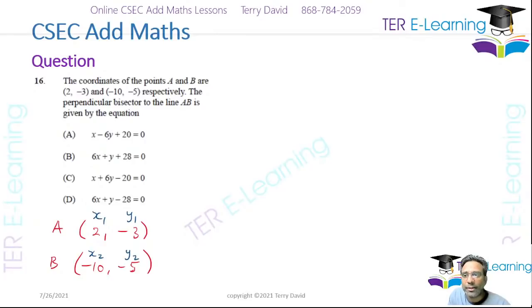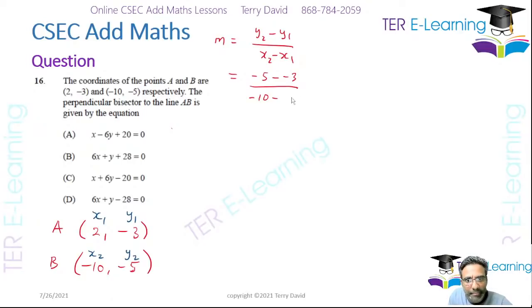So if I want to find the equation of a perpendicular bisector, first thing I need to do is find my gradient. Gradient is given by this formula here. M is equal to y2 minus y1 over x2 minus x1. Now because I've labeled everything here, it's just a matter of substitution. So minus 5 minus minus 3, all over minus 10 minus 2. So that's going to give me minus 5 minus minus 3, which is minus 5 plus 3.